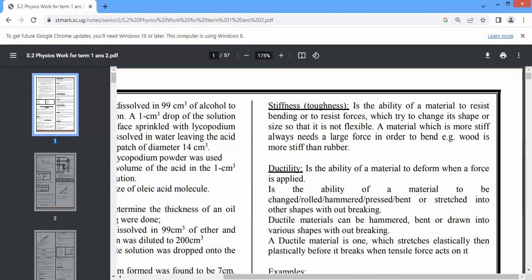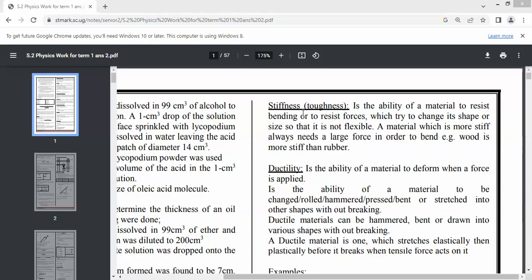If you can withstand breaking, then you are strong. When you can withstand bending, then we say that material is a stiff material, because it can resist bending or it can resist change in shape or size.